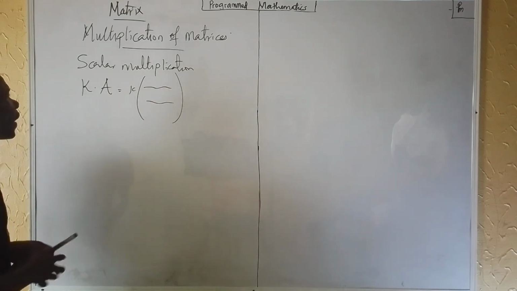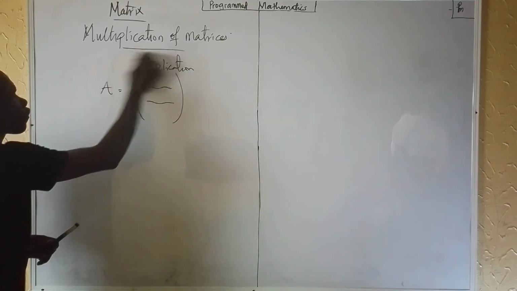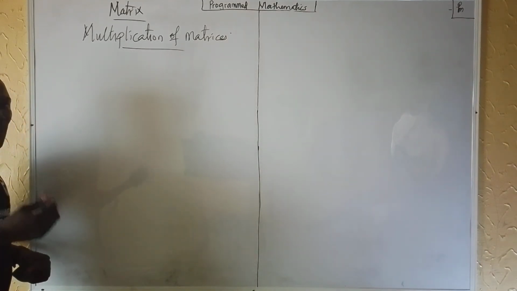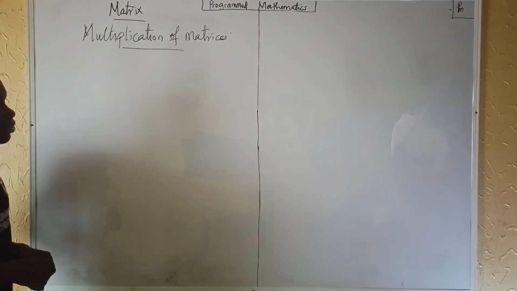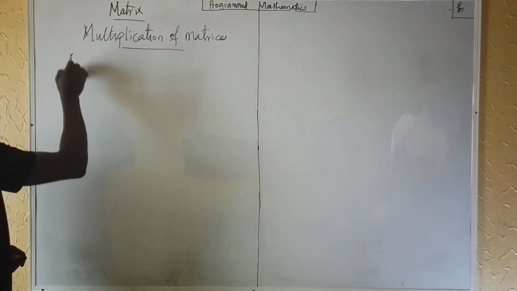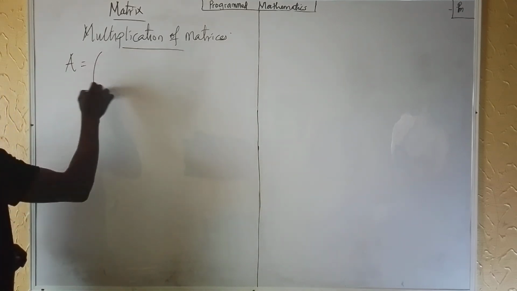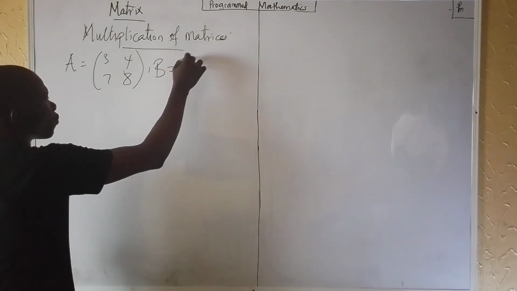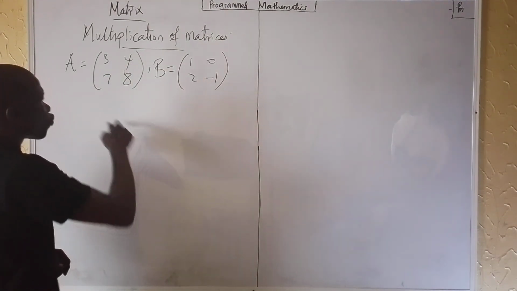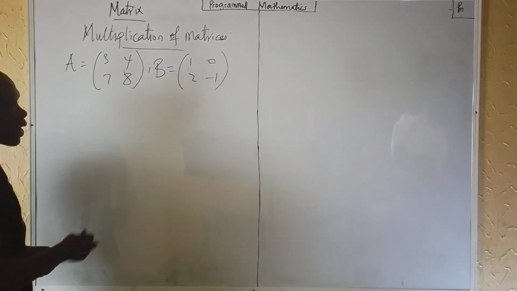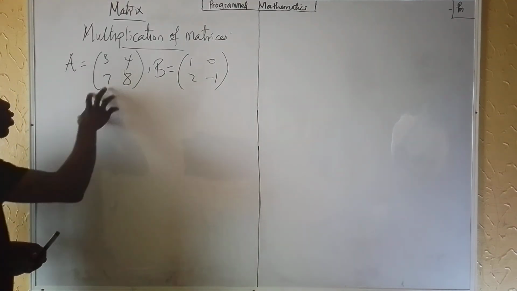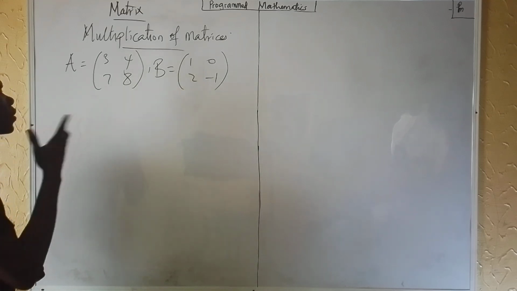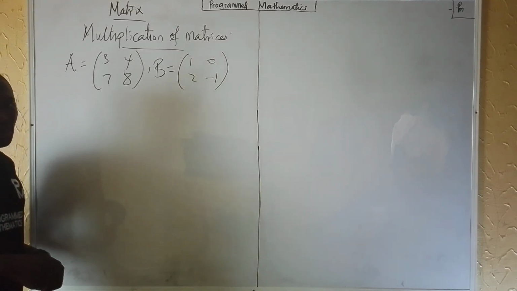Now in the case of multiplication of matrices, we are simply looking at multiplying one matrix by another matrix. For instance, I have matrix A being equal to, let's say, 3, 4, 7, 8, and matrix B being 1, 0, 2, minus 1. So we want to multiply matrix A and B. This is exactly what it means when we talk about multiplying matrices. So, how then do we multiply matrices?